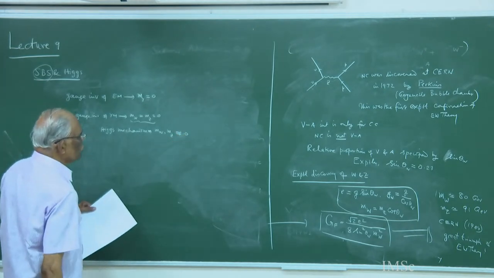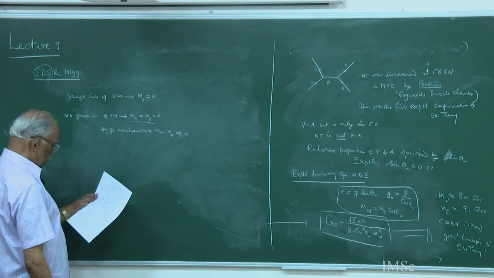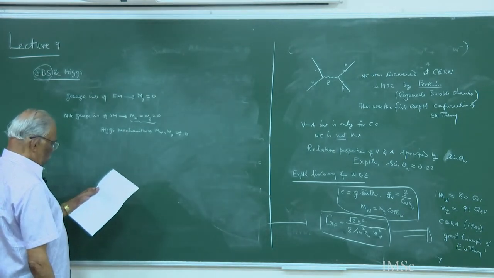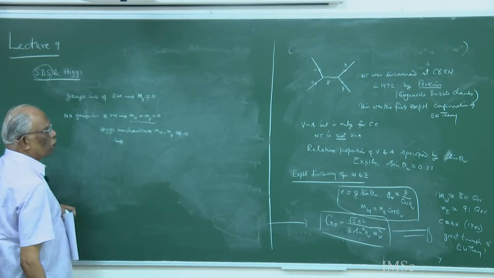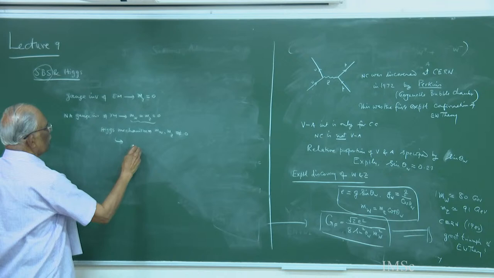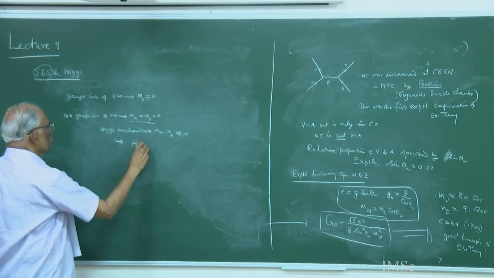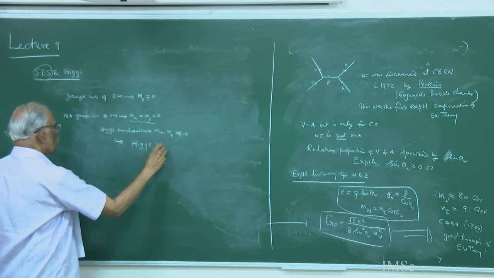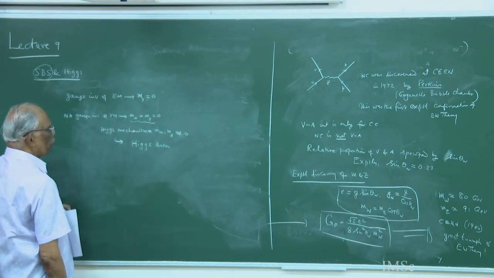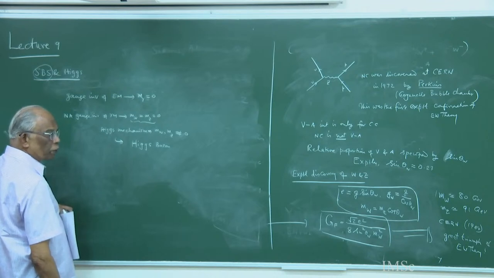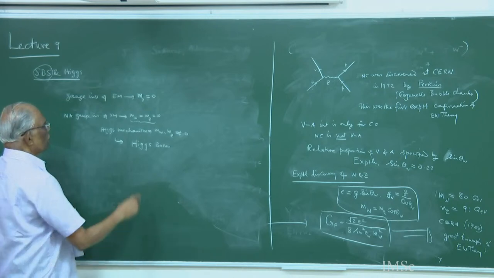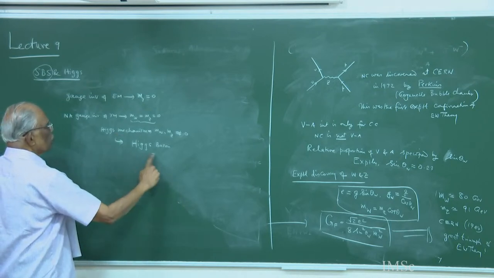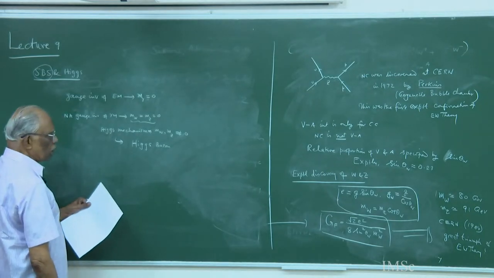It gives you massive W and Z, which is absolutely necessary to describe weak interactions. But that Higgs mechanism also predicts that there has to be a particle called Higgs boson, with finite mass, but spin zero. So it's a scalar particle. For the first time, an elementary scalar particle comes. If Higgs mechanism is correct, there has to be a Higgs boson, and that was searched for in all accelerators.